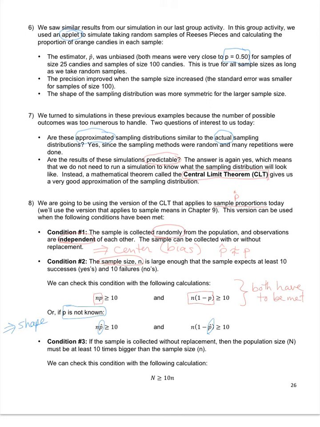All right, condition number 3, if the sample is collected without replacement, so here's something specific to without replacement, then the population size N must be at least 10 times bigger than the sample size. So we can check this condition with the following calculation. So this is our population size, that's capital N, and that should be at least 10 times bigger, so N is greater than or equal to 10 times the sample size.